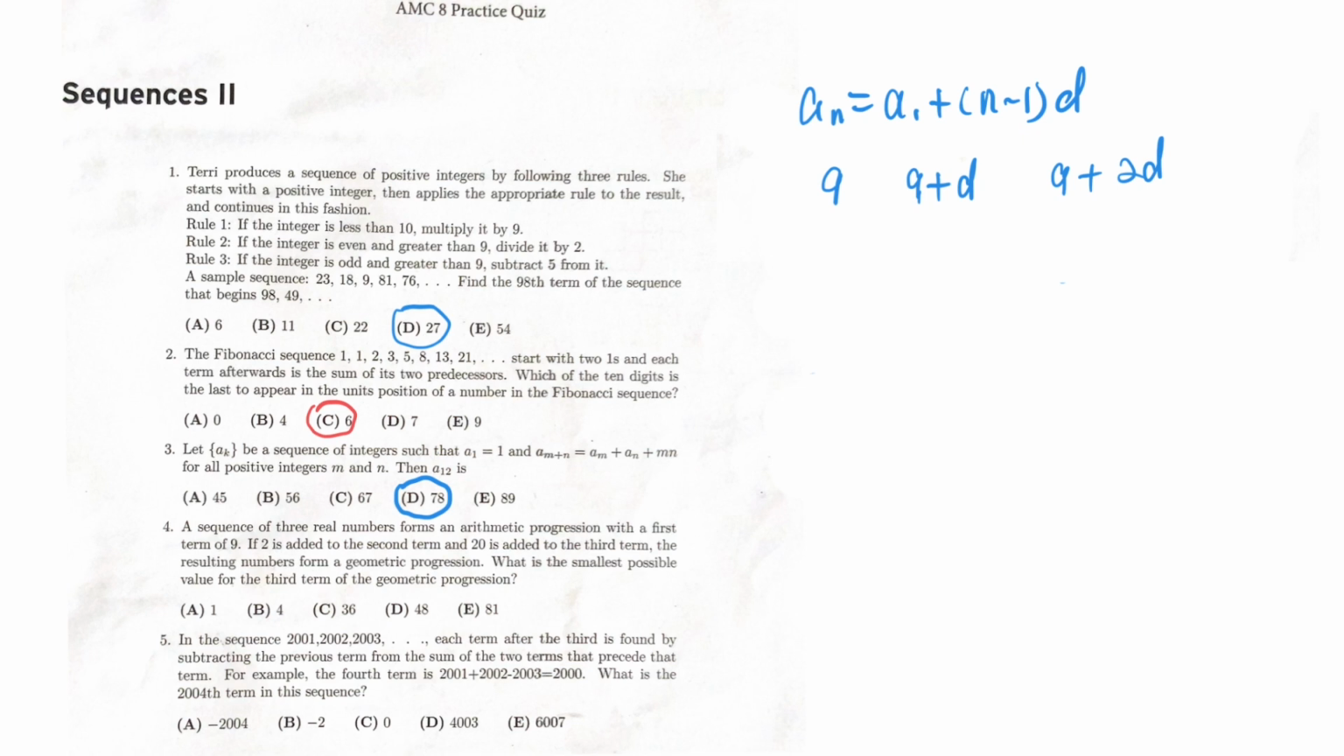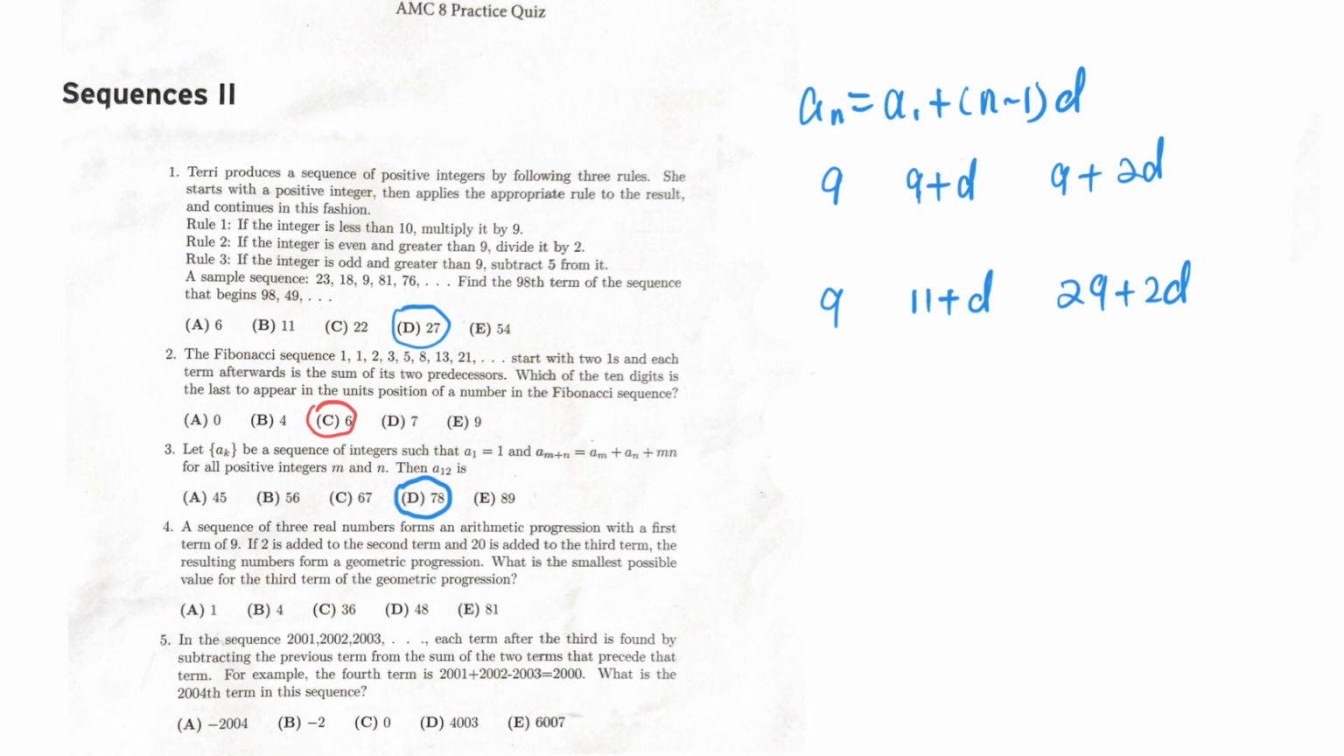Then 2 is added to the second term. First term is the same. The second term, 9 plus D plus 2, will be 11 plus D. And the third term with 20 added will be 29 plus 2D. And the second sequence is the geometric sequence.